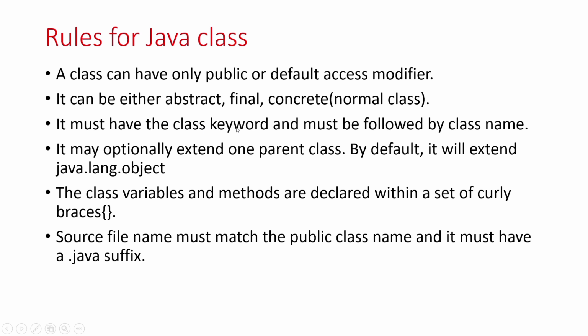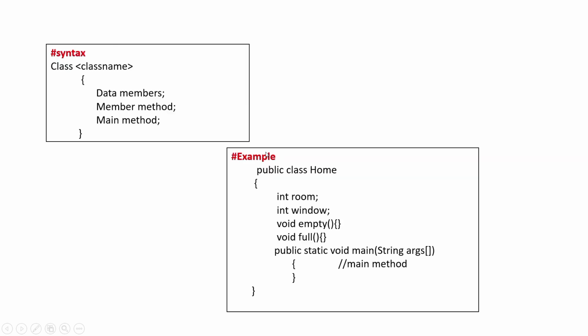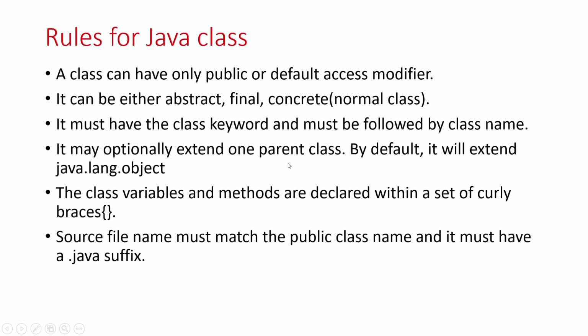It must have the class keyword and must be followed by the class name. As we already saw in the example, the class keyword is followed by the class name. It may optionally extend one parent class. By default, it will extend java.lang.Object. This is the class by using which we create the object inside our class. The class variables and methods are declared within a set of curly braces, right? Inside the class, within the curly brackets, we define these variables and the methods.